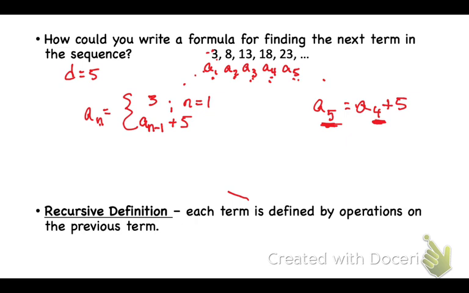Okay. Again, this is called a what definition? Recursive. Okay. A recursive definition, each term is defined by the operation on a previous term.